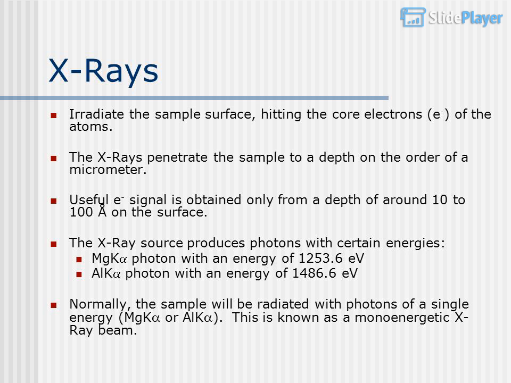The X-ray source produces photons with certain energies. MgK photon with an energy of 1253.6 electron volts. AlK photon with an energy of 1486.6 electron volts. Normally, the sample will be radiated with photons of a single energy, MgK or AlK. This is known as a monoenergetic X-ray beam.